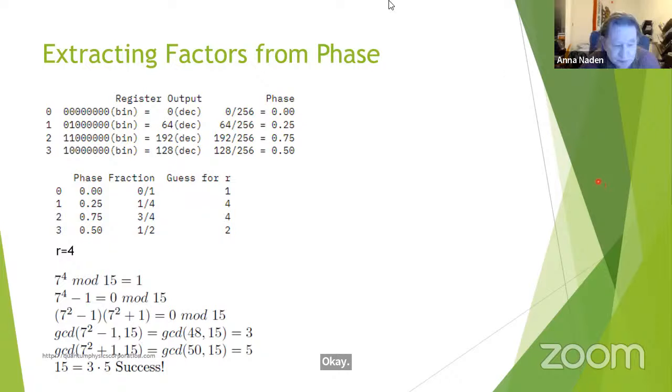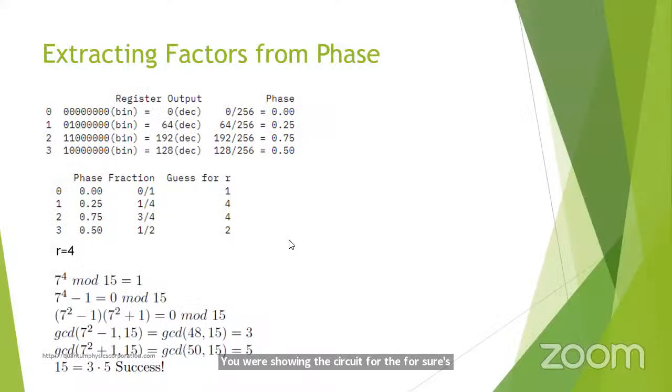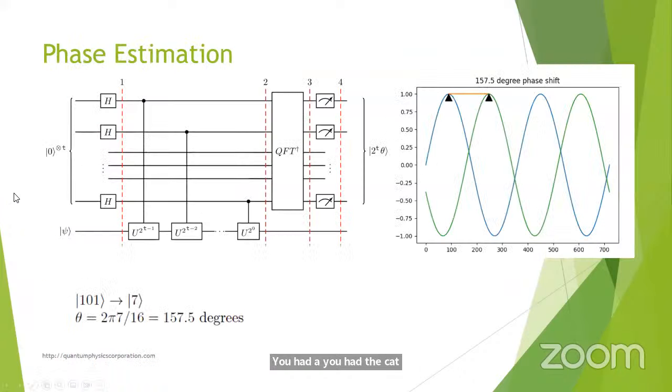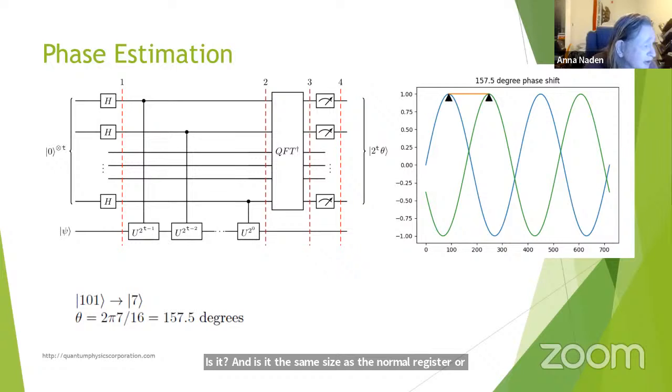Hey, Anna, a couple slides back. Oh, we lost your slides. You were showing the circuit for Shor's algorithm. In the lower left corner, you had the ket psi. Yeah, there you go. And then is that actually a quantum register that forms the ancillary bits? Or is it the same size as the normal register or the top register? So the question is, what is psi, right?